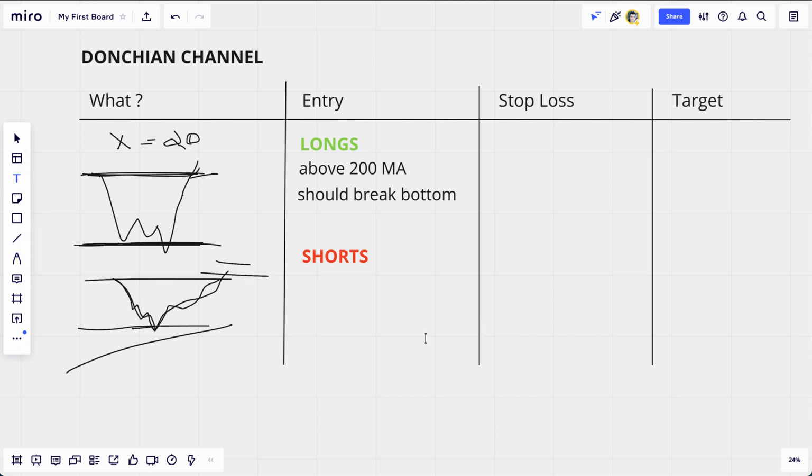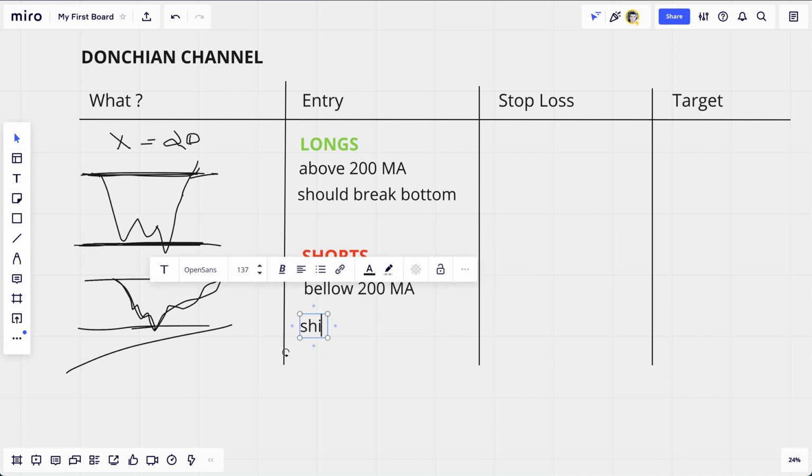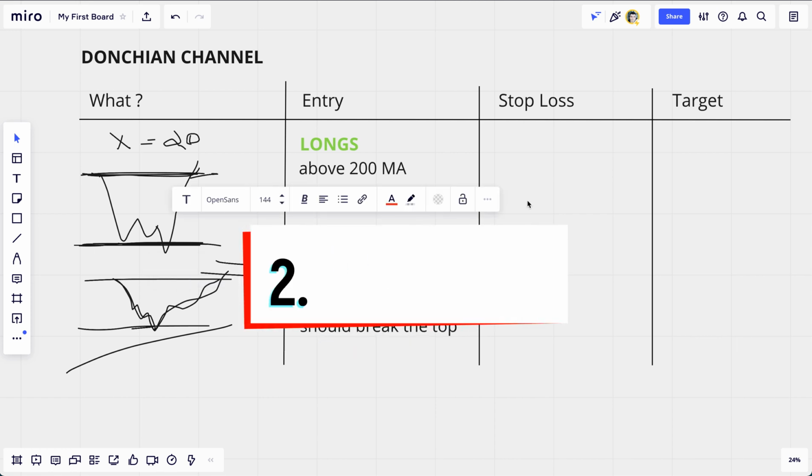For shorts it's exactly the opposite. The price should be below the 200 MA and should break the top. So now the stop loss.